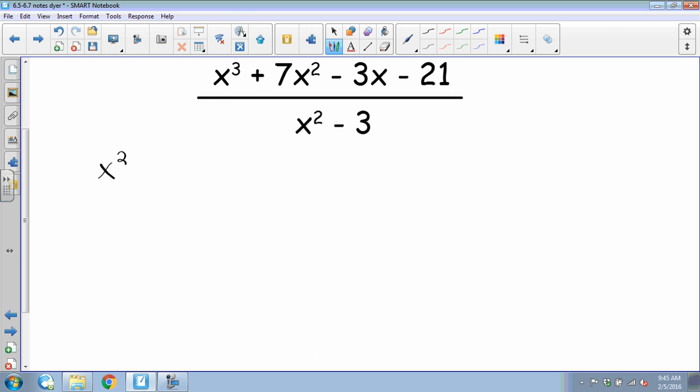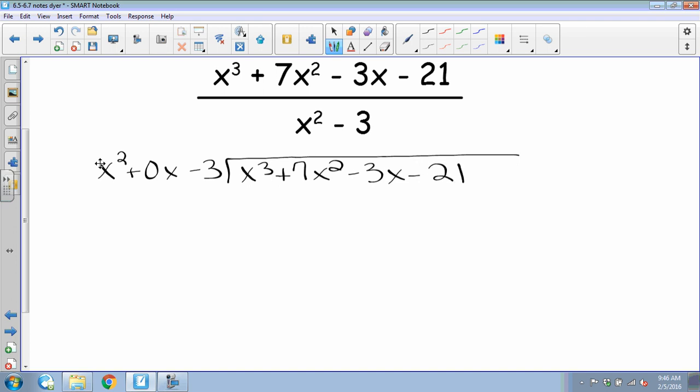So it's going to be x squared plus 0x minus 3 divided into. You have to put a placeholder. Oh, this is going to take even longer. The steps are the same. Same steps. So it's going to go into x to the third plus 7x squared minus 3x minus 21. There were no missing terms in there. So you're still going to do the same thing. First term into first term.